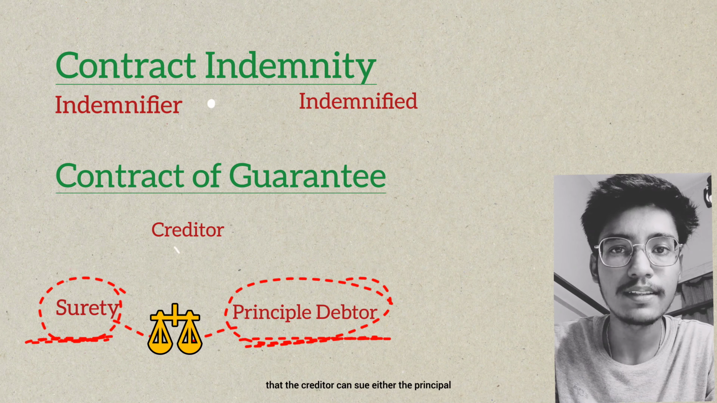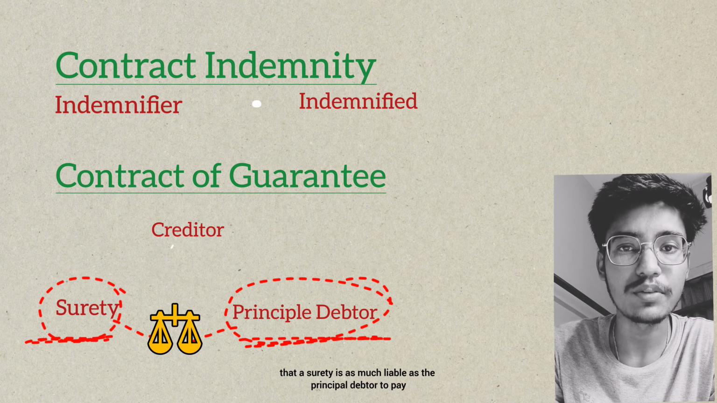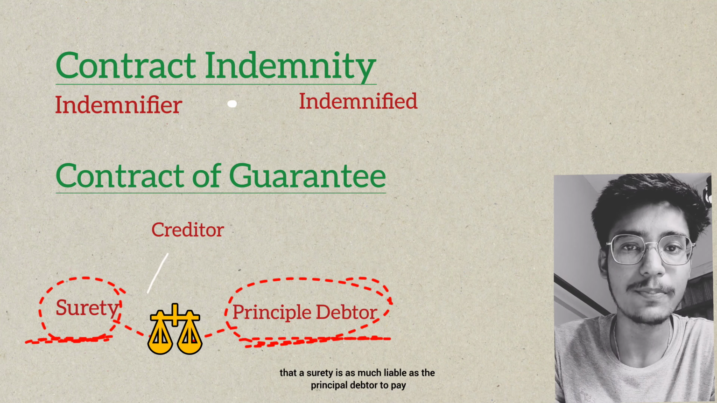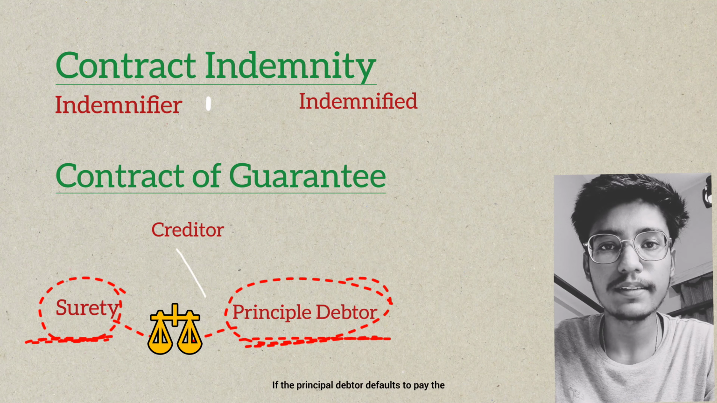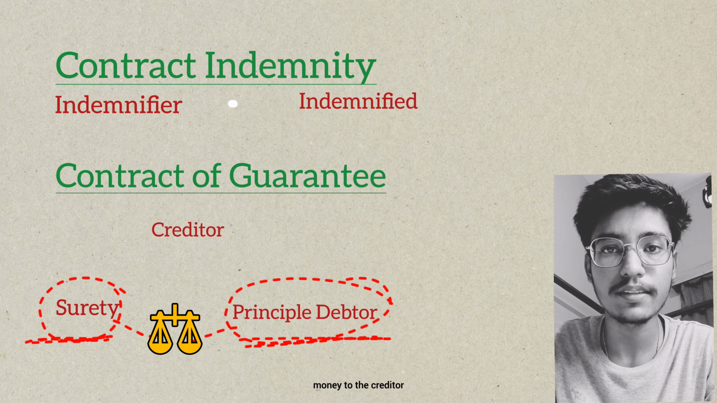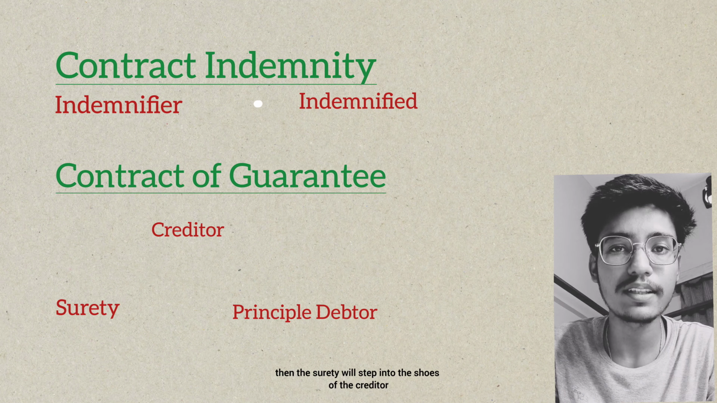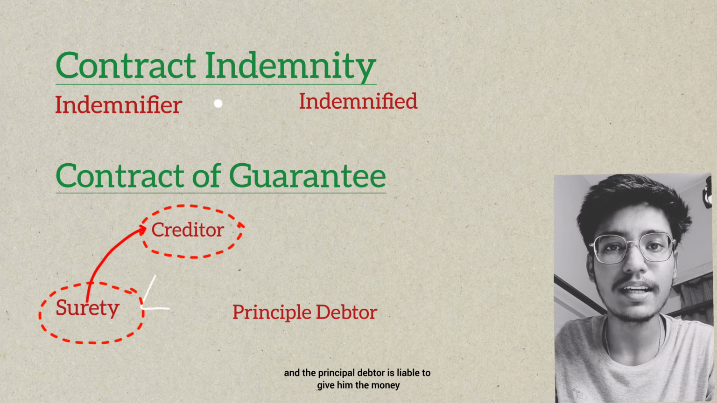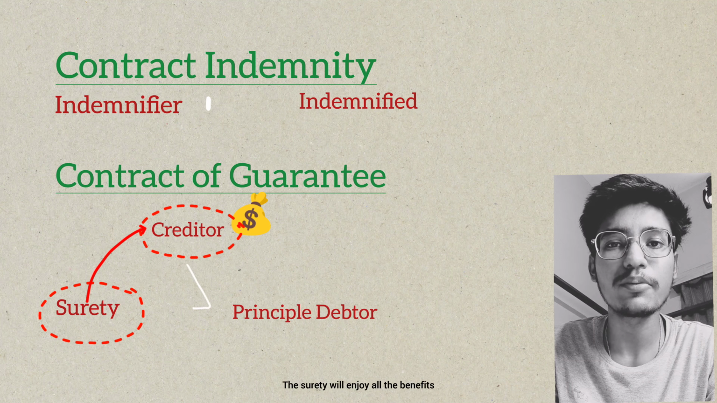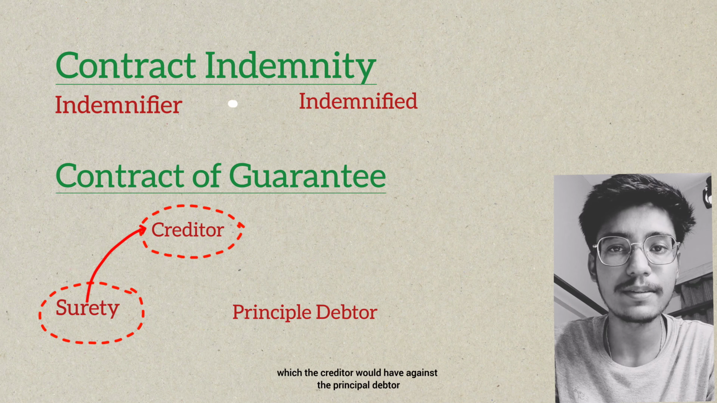That also means that the creditor can sue either the principal debtor or the surety. We can also say that a surety is as much liable as the principal debtor to pay that money back to the creditor. If the principal debtor defaults to pay the money to the creditor and the surety afterwards gives that money to the creditor, then the surety will step into the shoes of the creditor, and the principal debtor is liable to give him the money. The surety will enjoy all the benefits which the creditor would have had against the principal debtor.